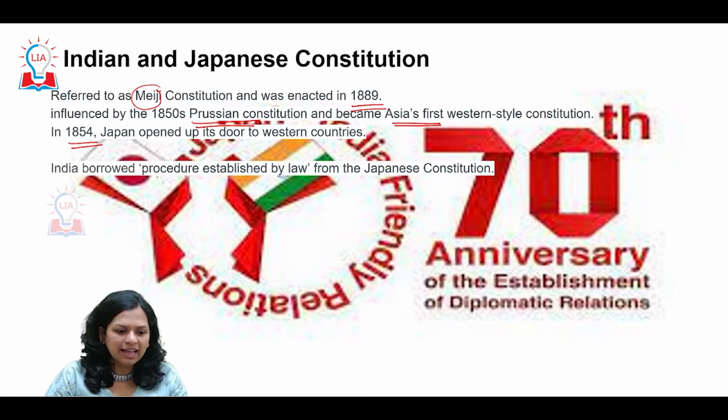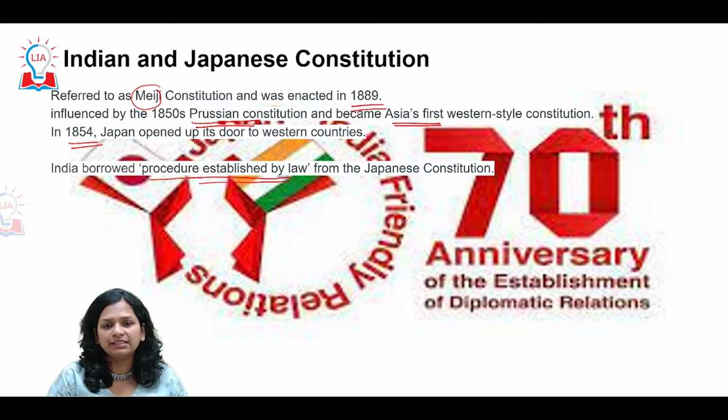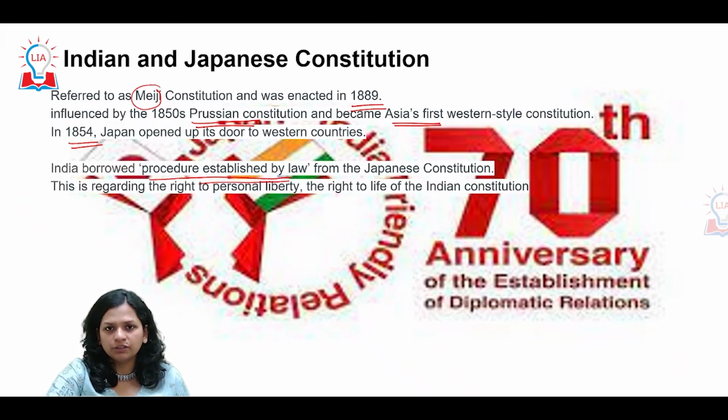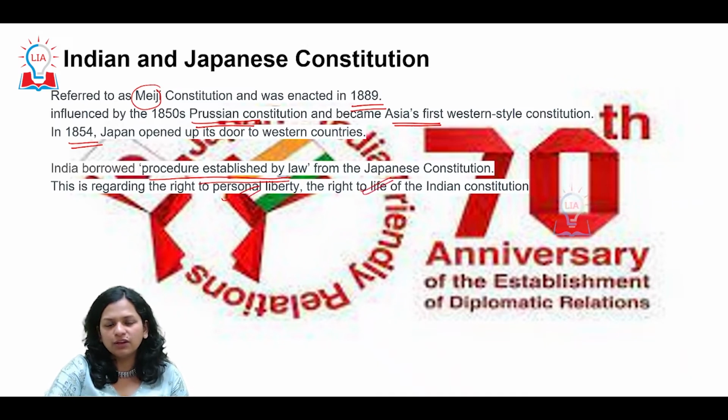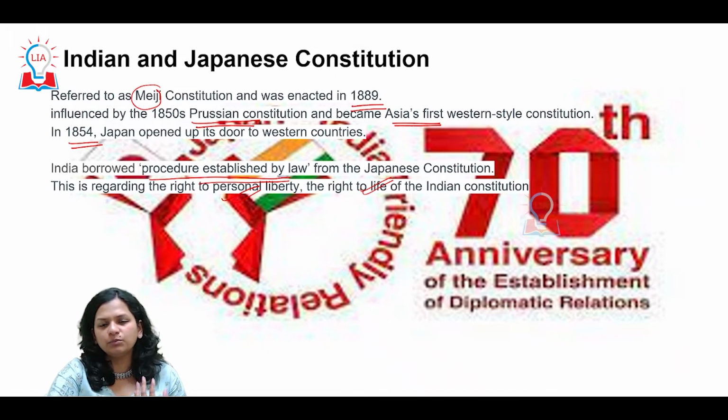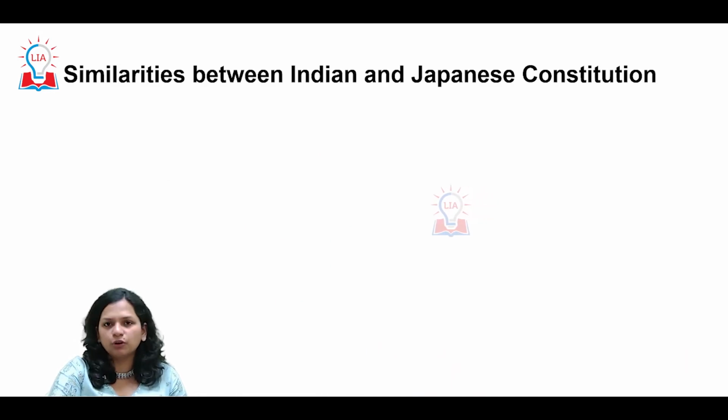India has actually borrowed this very important principle of procedure established by law from the Japanese constitution. There have been several instances where this particular principle has been incorporated in our right to personal liberty, in our right to life of the Indian constitution. So in that sense, we have this important influence from the Japanese constitution into the Indian constitution system, and that's why it makes a lot of sense.